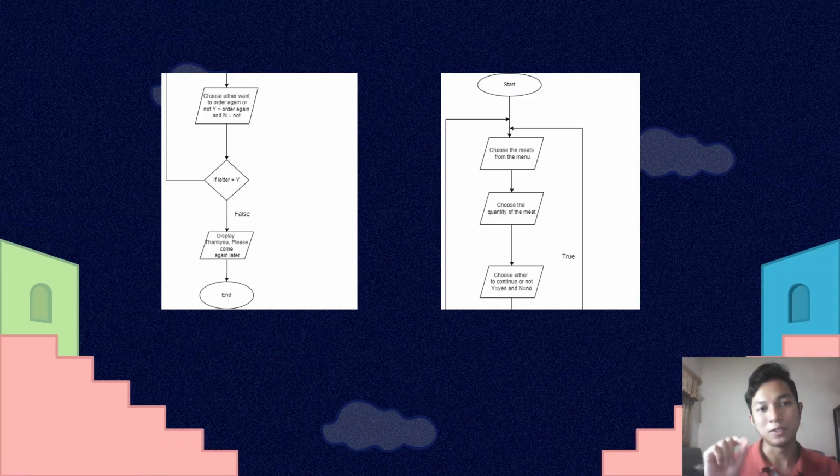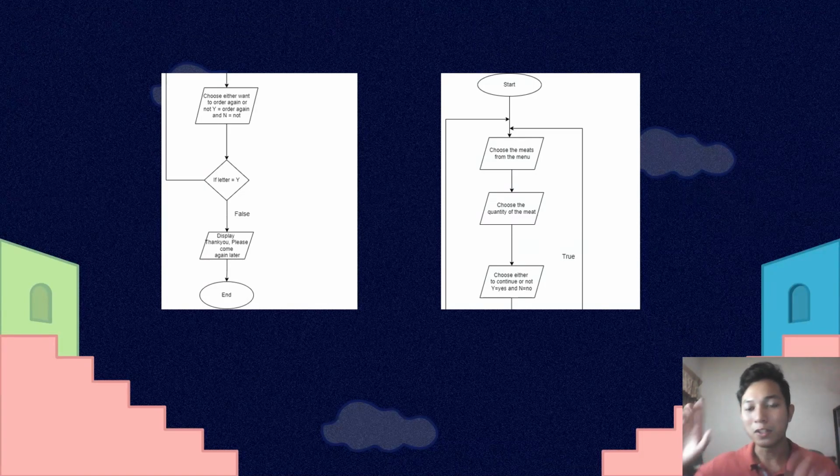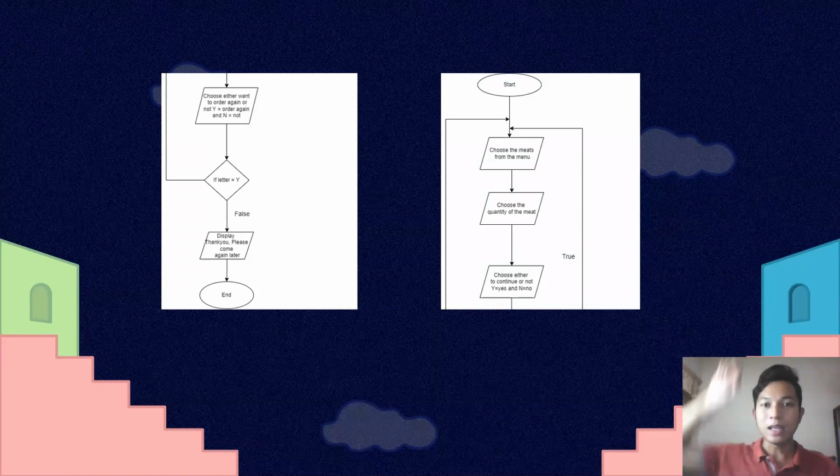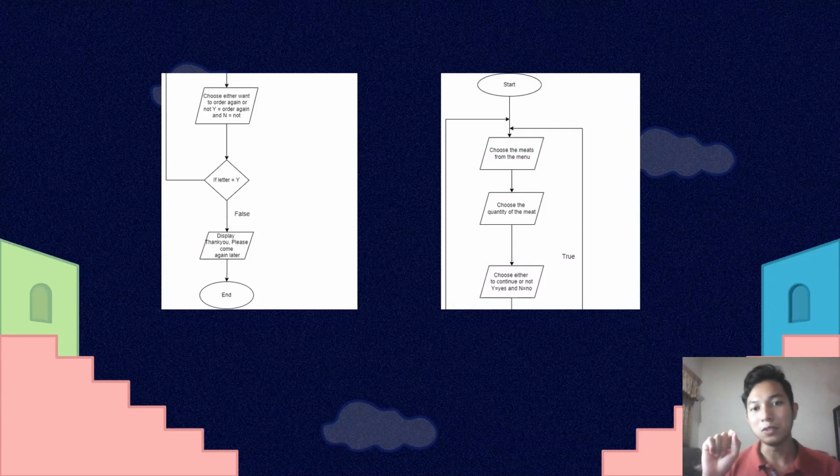Next, the user has to choose whether they want to order again or not. If they want to order again, press Y. If not, press N. If the user presses Y, the selection will process as true, and the flow will go to the top of the flowchart and start again from choosing the meats from the menu. But if the user presses N, the selection will count as false, and the system will display thank you, please come again later. And then the system will end.